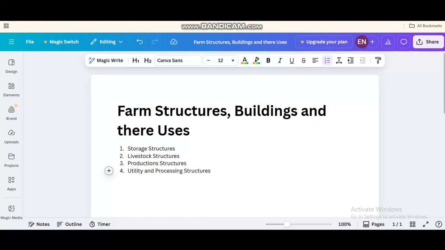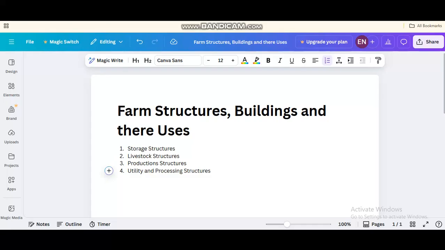In today's video, I'm going to be talking about farm structures and their uses. Farm structures are any facilities built on a farm to help with agricultural operations. They serve various functions, from housing livestock and storing crops to providing shelter for machinery and a workspace for processing produce.